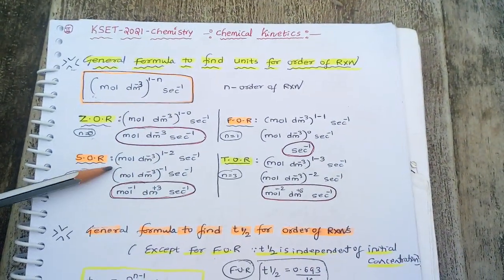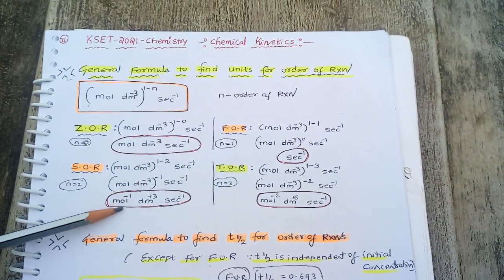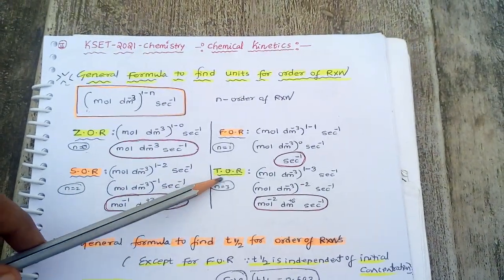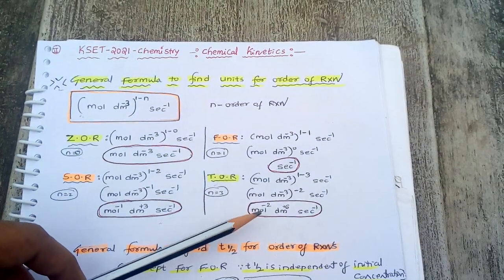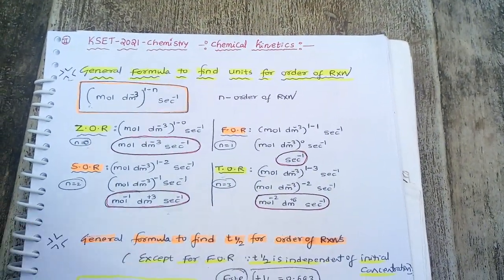For a second order reaction, (mole per dm cubed) raised to 1 minus 2, that is, per mole dm cubed per second, you will get. For a third order reaction, if you substitute n value as 3, you will get per mole squared dm raised to plus 6 per second.